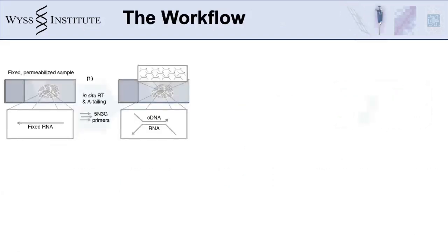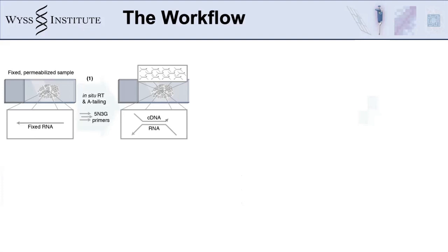So for the workflow of Light-Seq, for our sample, we do start with a fixed and permeabilized sample. So that is important to take into consideration if you're thinking about applying it in your system. We've tested mostly paraformaldehyde, and paraformaldehyde was the one that we tested the most extensively. But in principle, methanol should also work, but we don't have as much experience or data for those two conditions.